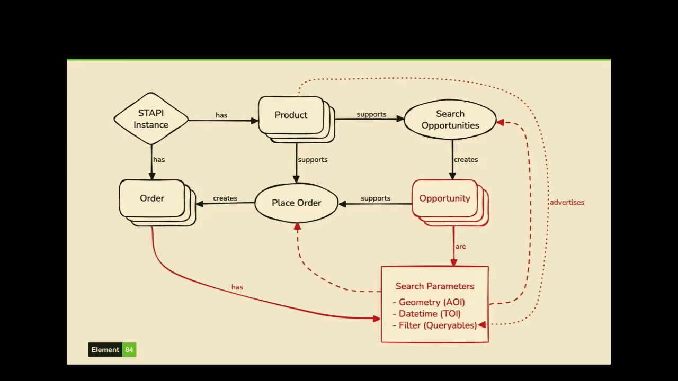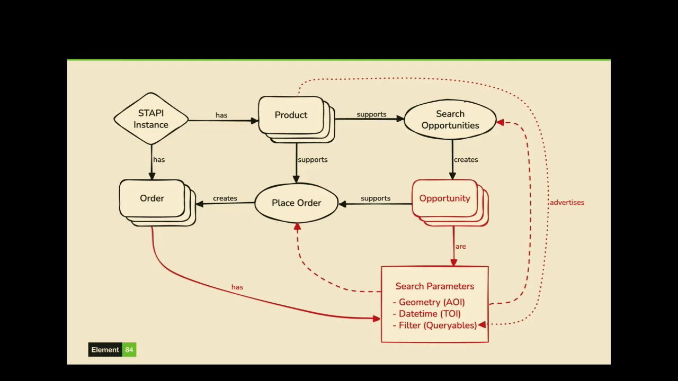And there's actually sort of another entity in here, if you will, which is like a search. How do you search for things? So a product defines what queryables you have on a search, very much like STAC. So when you do a search, you say where you're looking for data and when you're looking for data, and then any other conditions that you have on the data that you want. And then you can either submit that directly to place an order, or you can go through this flow where you search for opportunities.